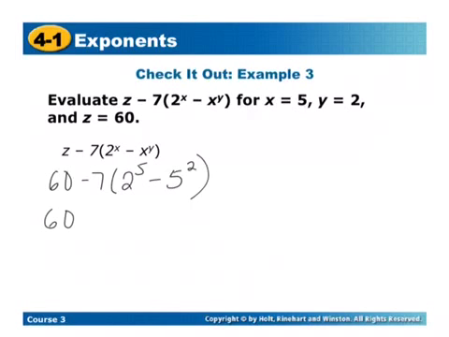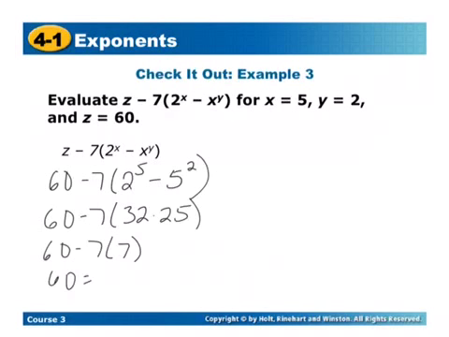So here we have 60 minus 7, 2 to the 5th is going to be 32, minus 25, which is 7. So now we have 60 minus 7 times 7, or 60 minus 49, which gives us a final answer of 11.